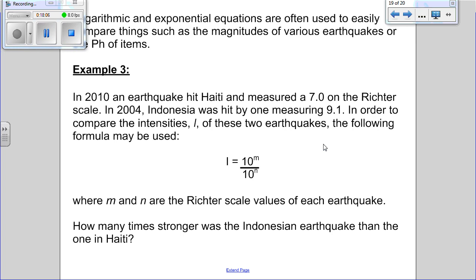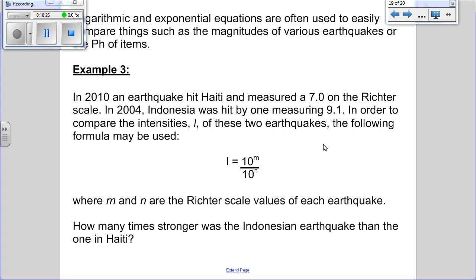So if you want to compare how many times something is to something else, so if I want to know how many times more money I have than McGregor, I would take my money divided by McGregor's money. And if I had $10, McGregor had $5, I would have 2 times the amount of money he had, because 10 divided by 5 is 2.